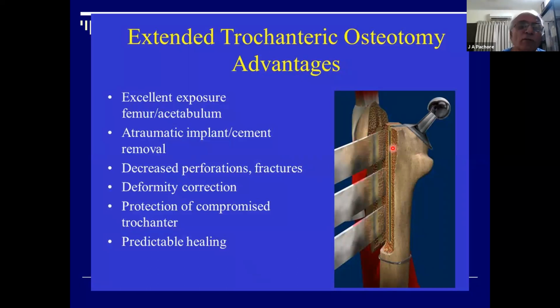You do a correction of deformities, protection of compromised trochanter. You will compromise, because otherwise the trochanter will get fractured. Whenever there is osteolysis, if you try to put a retractor, it will fracture. So that is very important.